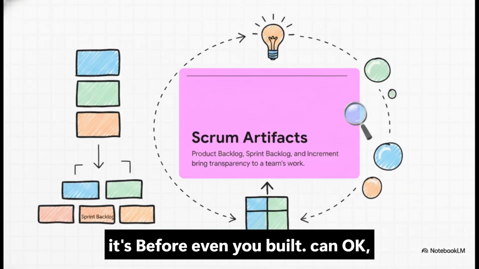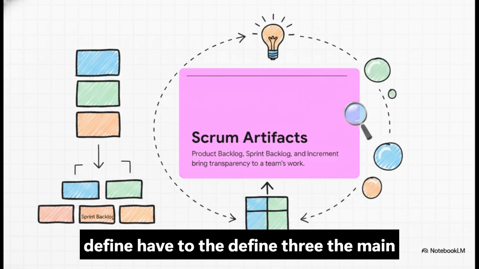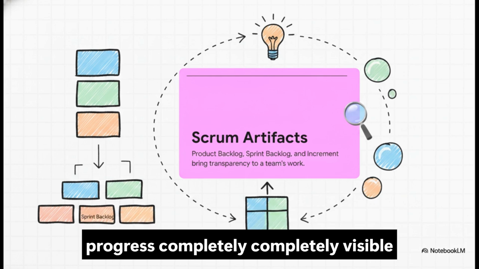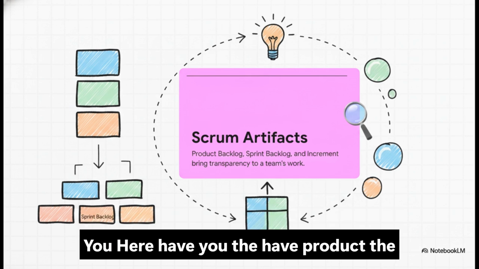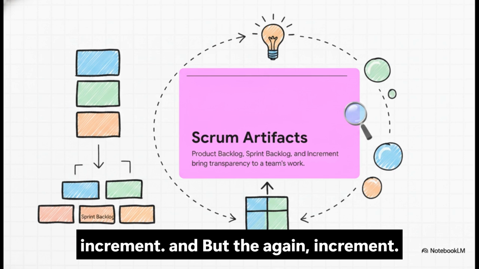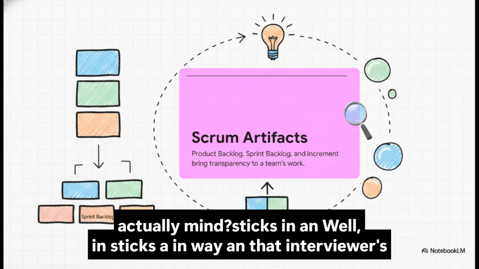Okay, before you can effectively guide any team, you absolutely have to define the 3 main artifacts that make the team's progress completely visible to stakeholders. Because really, total transparency is the absolute goal here. You have the product backlog, the sprint backlog, and the increment. But again, how do you explain this in a way that actually sticks in an interviewer's mind?